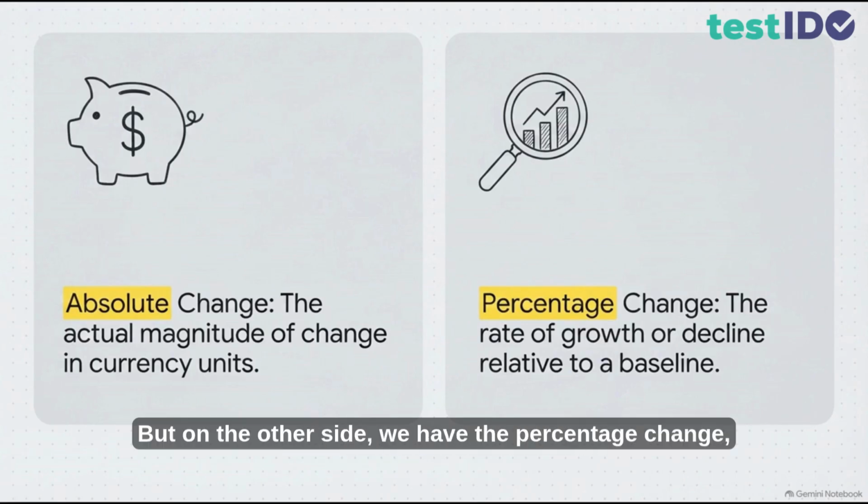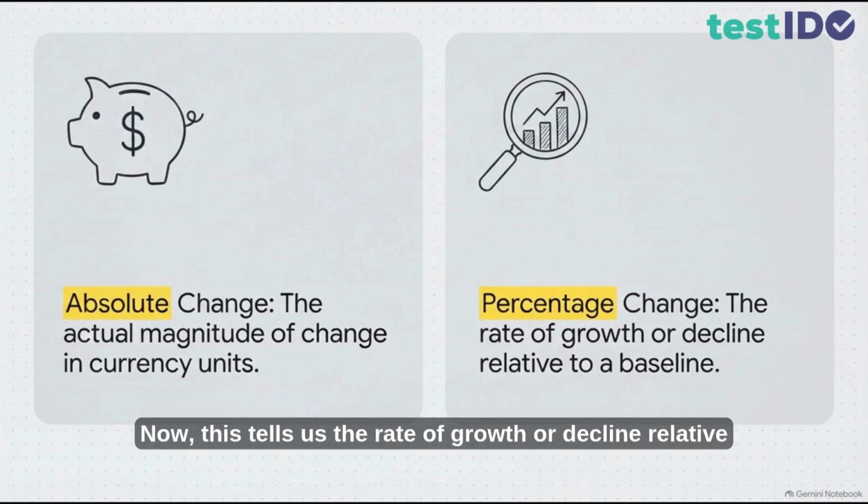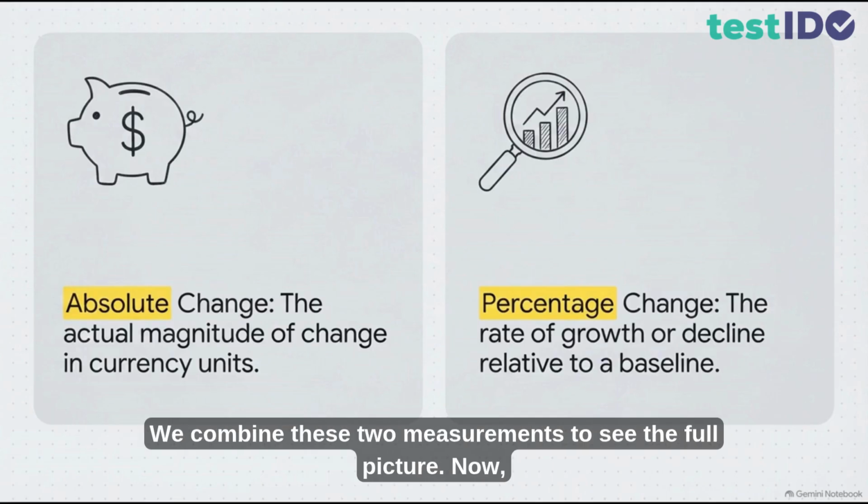Simple enough, right? But on the other side, we have the percentage change, which you also hear called the trend percentage. Now this tells us the rate of growth or decline relative to a baseline, and that is what makes comparing different line items or even entirely different companies actually meaningful. We combine these two measurements to see the full picture.